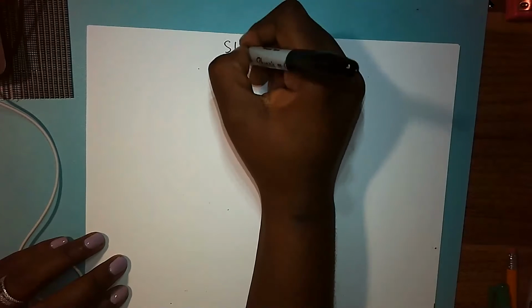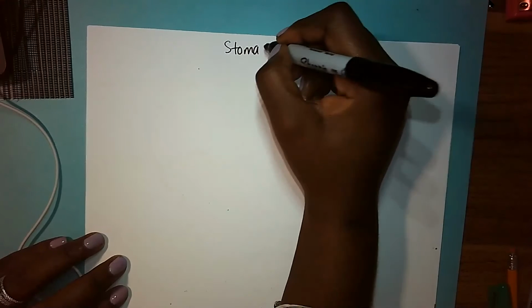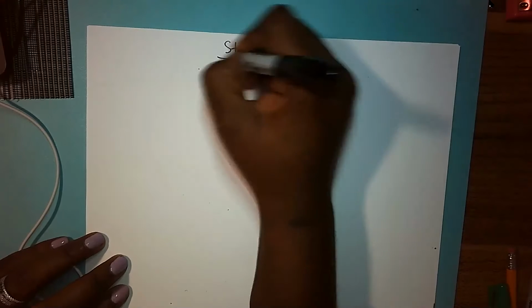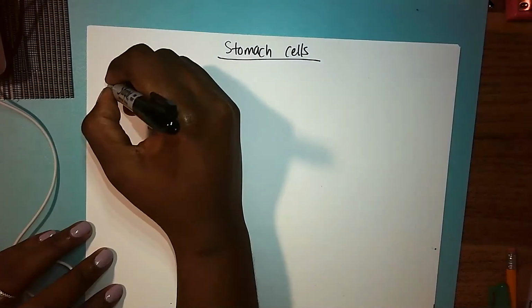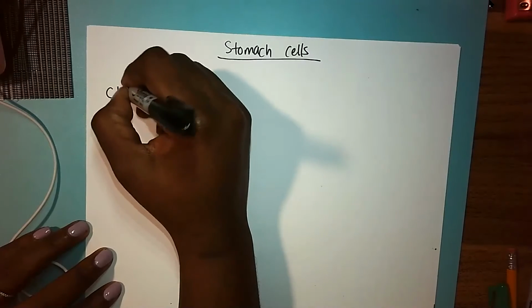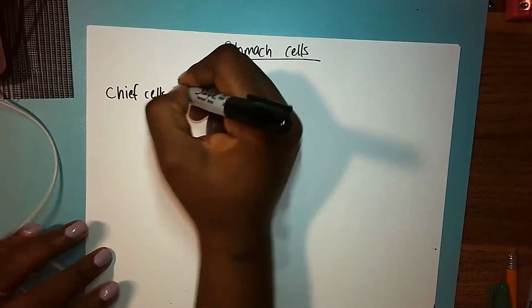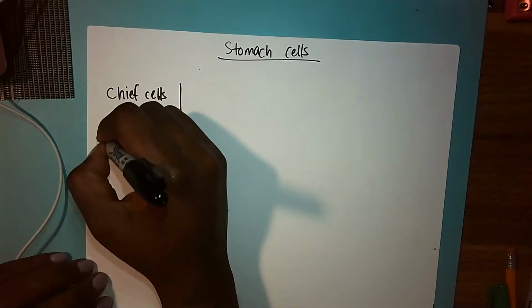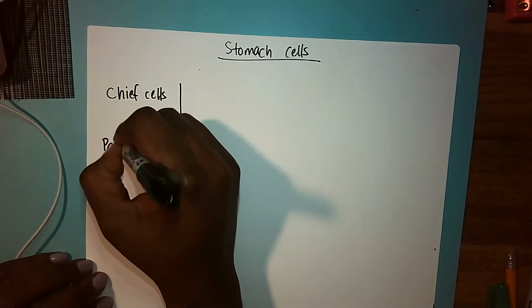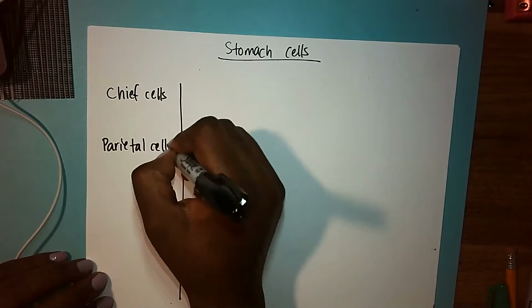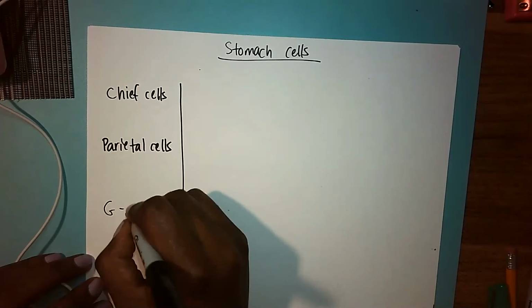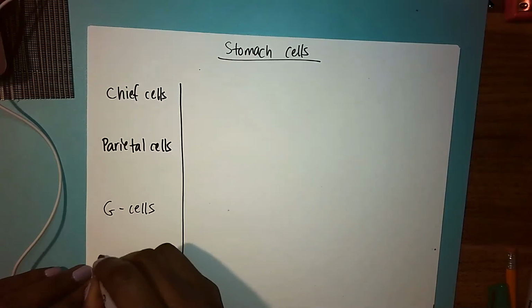Let's remind ourselves of the stomach cells. We did this earlier, but let's do it here again, because I'm a fan of tables. So let's look at the stomach cells and their secretions and their function. We've got 4 stomach cells that we described: the chief cells, the parietal cells, the G cells, and the neck cells.